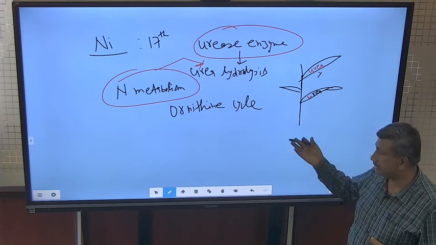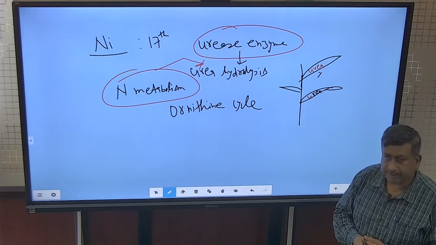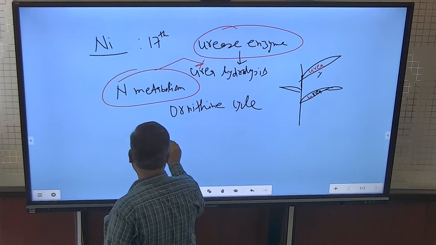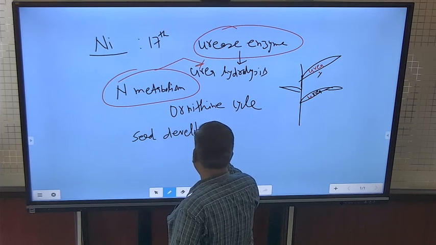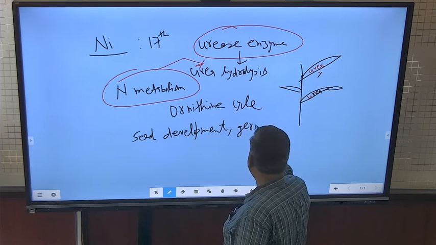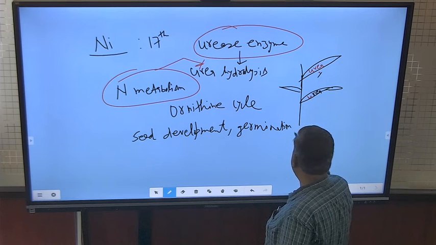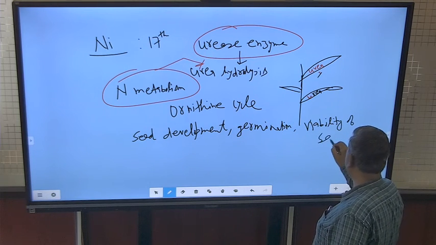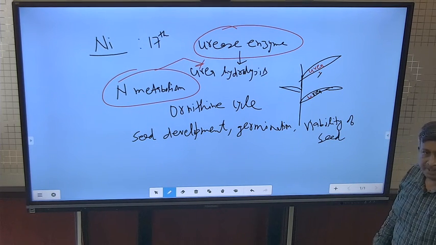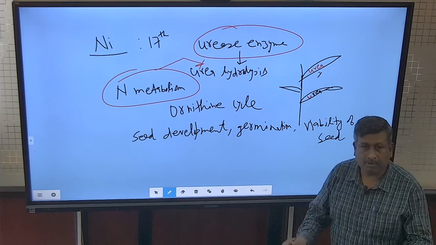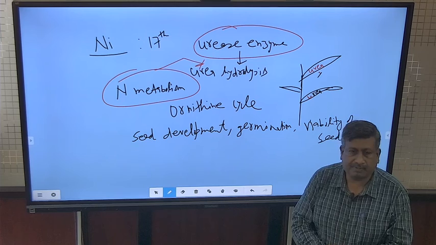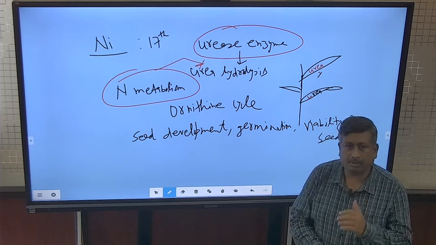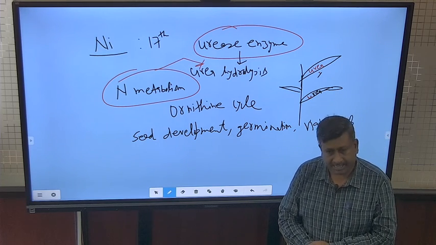There are many pathways, as I told earlier, and the ornithine cycle is very important. Nickel is also involved in seed development, germination of seed and viability of seeds. From the point of view of seed germination and seed viability, nickel is very important. So this was about the major, important functions of the essential nutrients Fe, Cu, Mn, Zn. Then we discussed boron, chlorine, molybdenum and nickel. Thank you very much.